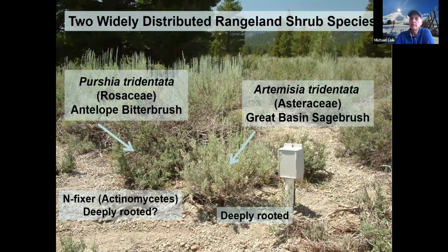These are our two main characters at this site. Sagebrush, Artemisia tridentata, over on the right, which is known for being deeply rooted and it pulls water up from deeper depths. And Purshia tridentata, which often grows in the same places, the same kinds of habitats. It's in the Rosaceae. We know a lot less about the physiology of that species. We do know, though, it has a sort of basic form of nitrogen fixation with actinomycetes. It's also a deeply rooted shrub species.